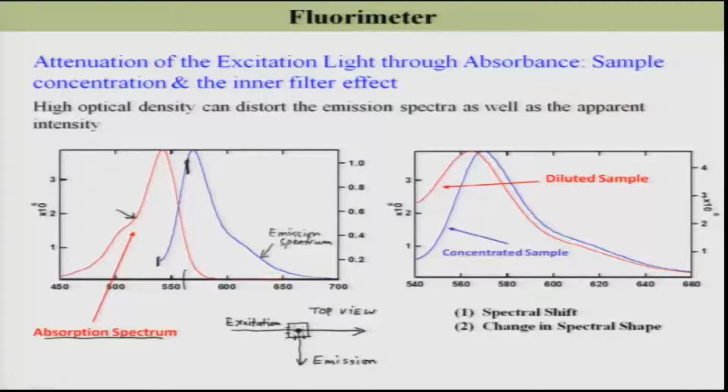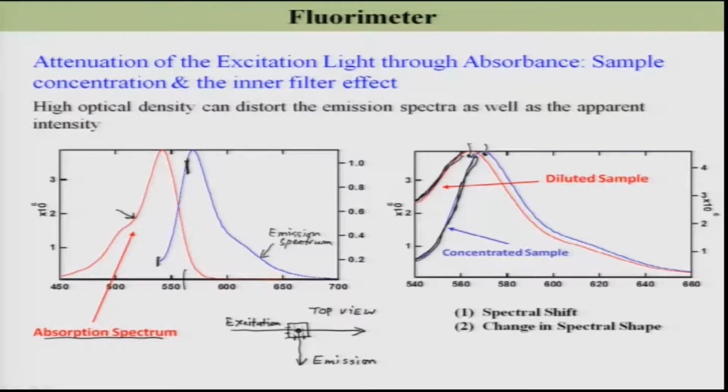Now, if it is not, then there will be a distortion in the emission intensity as I have shown over here. Suppose this is the emission spectra you have recorded. You see the intensity around this region is low. When you have diluted the sample, you see the emission intensity increase at this region. When I normalize both of them, there is an apparent shift in the emission maxima.